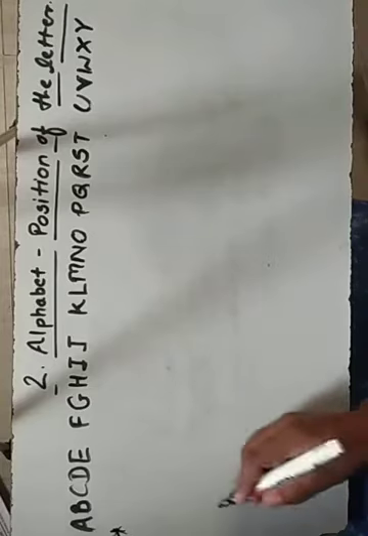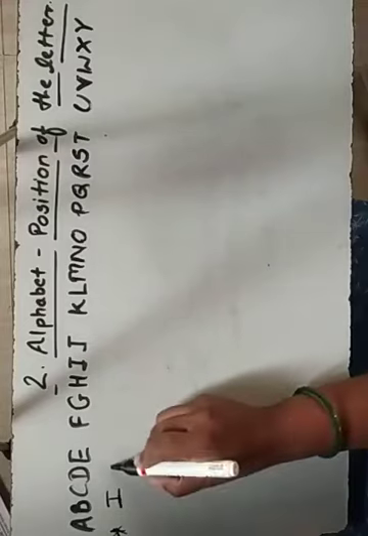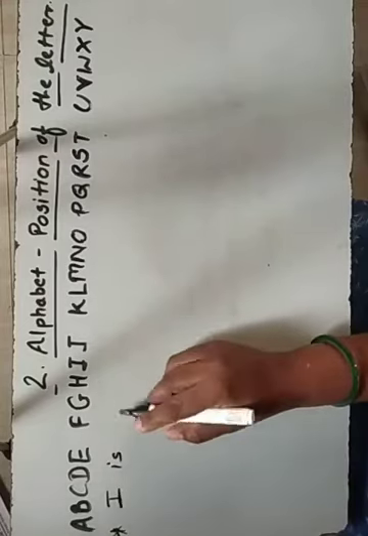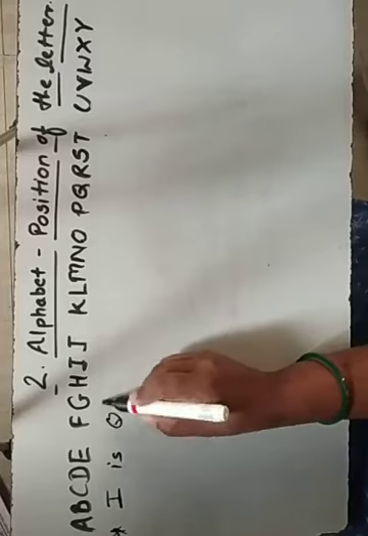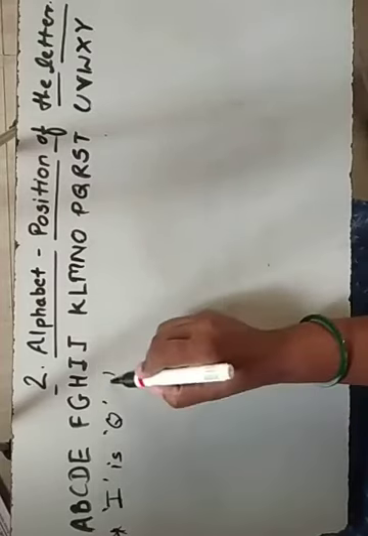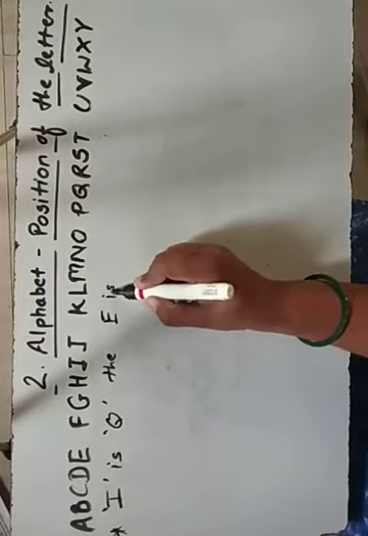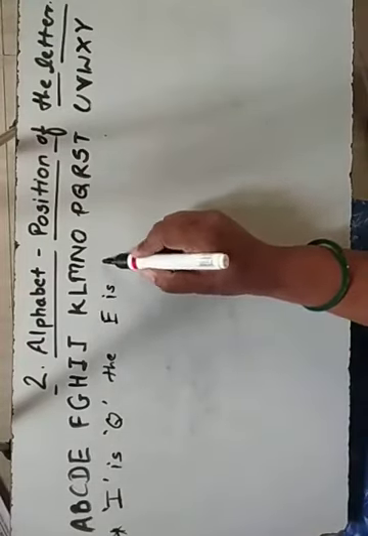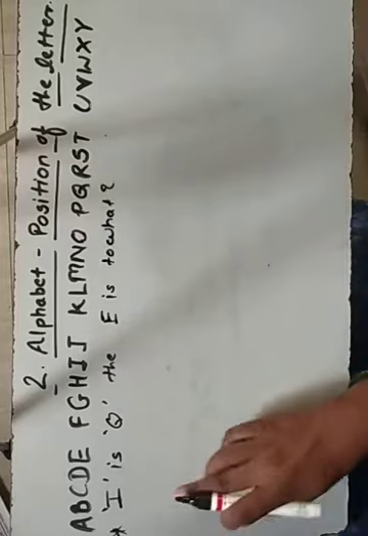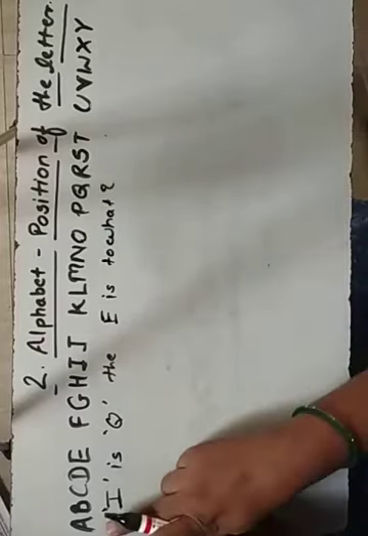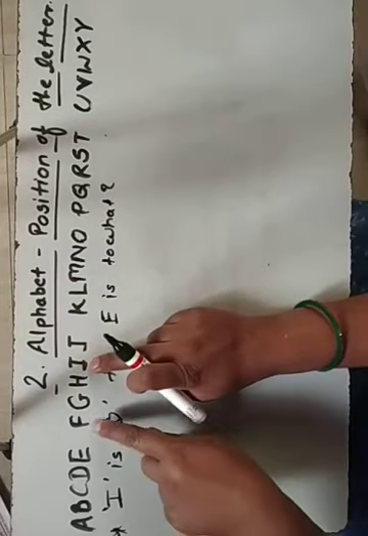Now the question is, if I is equal to Q, then E is equal to what? That is the question. It's very easy. Suppose the position of I from the left side, how much is it? It is at the 9th position.